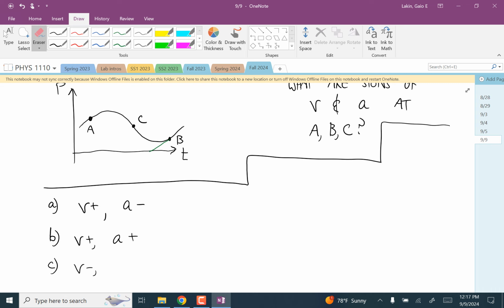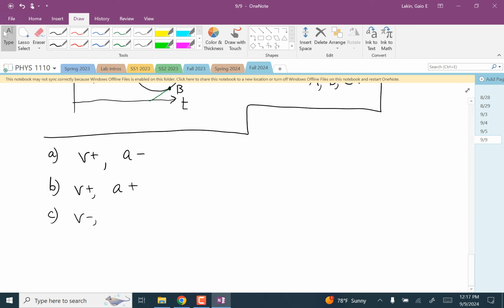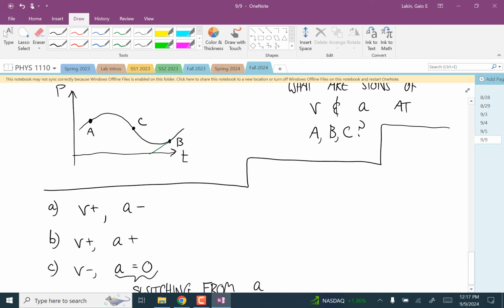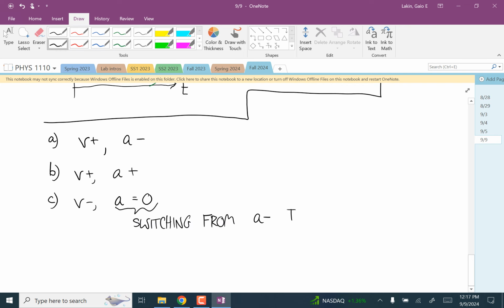You can think of that as, sometimes people call that a saddle point in 2-dimensional graphs. And so the acceleration here is equal to 0 because it's switching at that point from a negative acceleration to a positive acceleration.